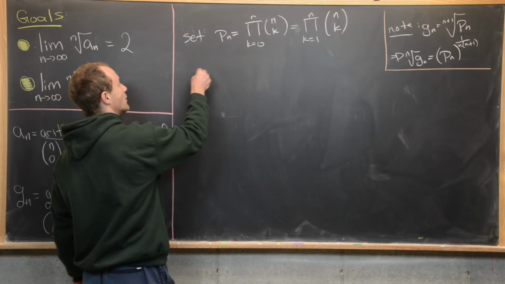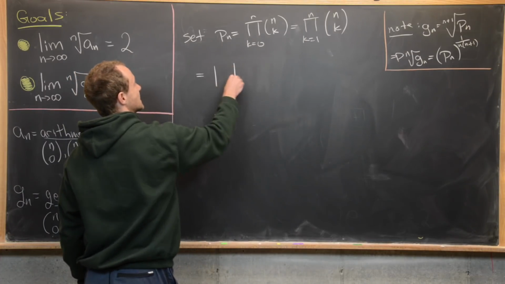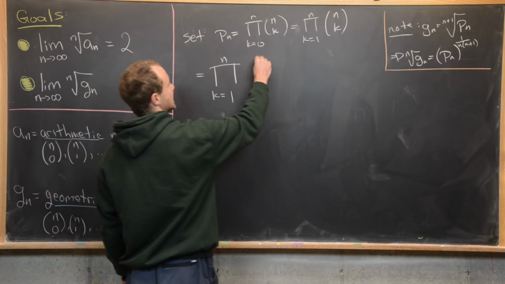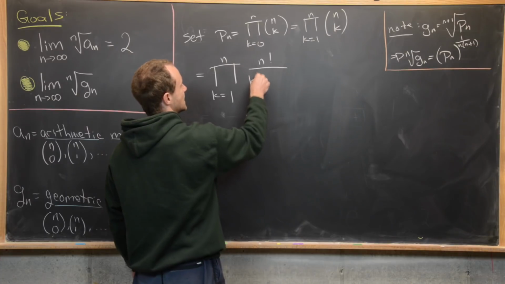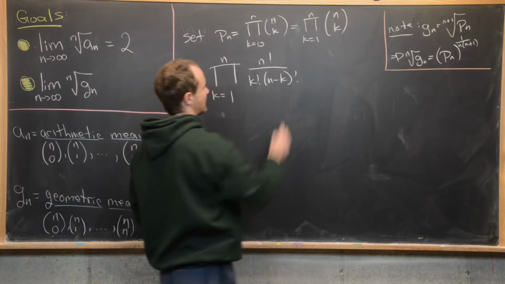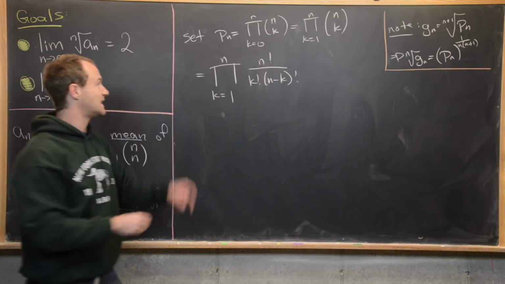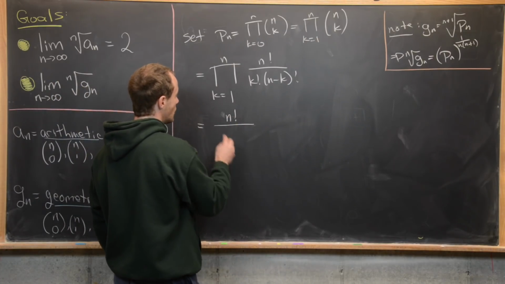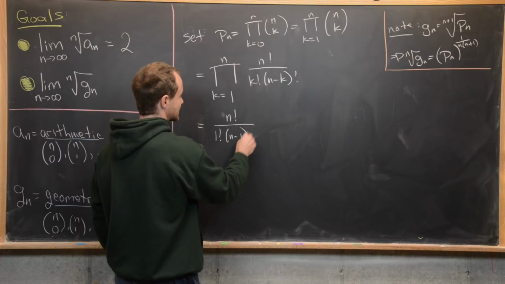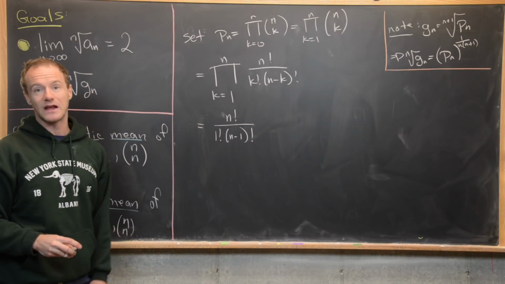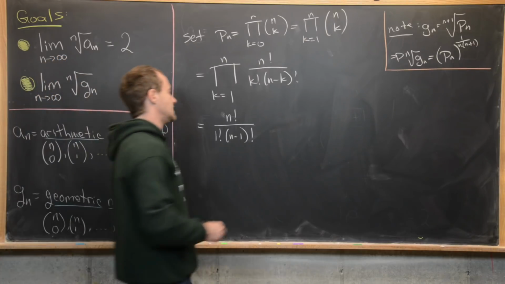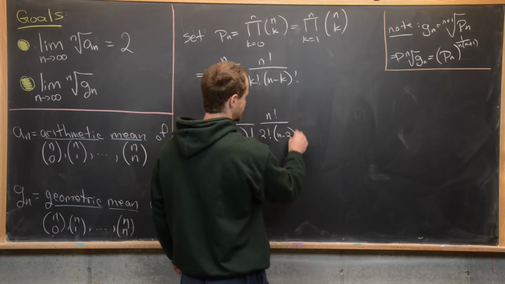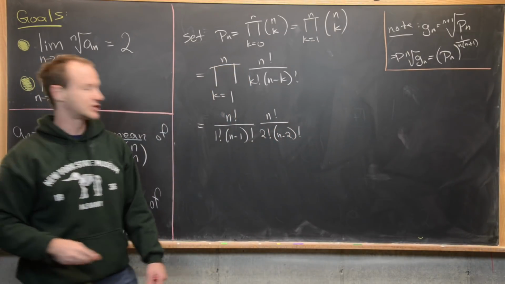Okay, great. And now what we want to notice is that we can rewrite this with our formula for binomial coefficients as the product as k goes from 1 to n of n factorial over k factorial times n minus k factorial. Good. But then expanding this out, let's see what we get. So we're going to get n factorial over 1 factorial, n minus 1 factorial. So that would be like the k equals 1 term. And then next, we're going to get n factorial over 2 factorial times n minus 2 factorial. So that would be like the k equals 2 term.